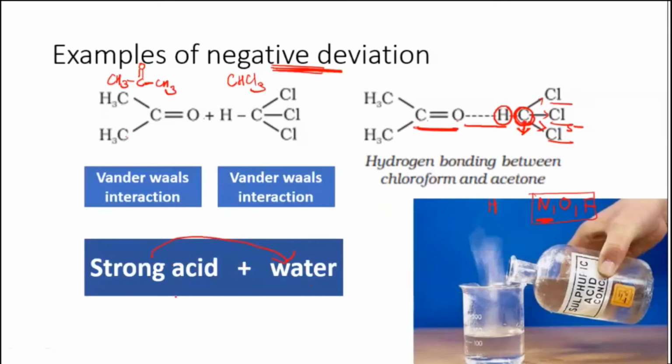Because a large number of ions will be formed here. When you add acid to the water, ions are formed. These ions will have strong bonding with the water. So when ions bond with the water, energy is released. So it is showing negative deviation.